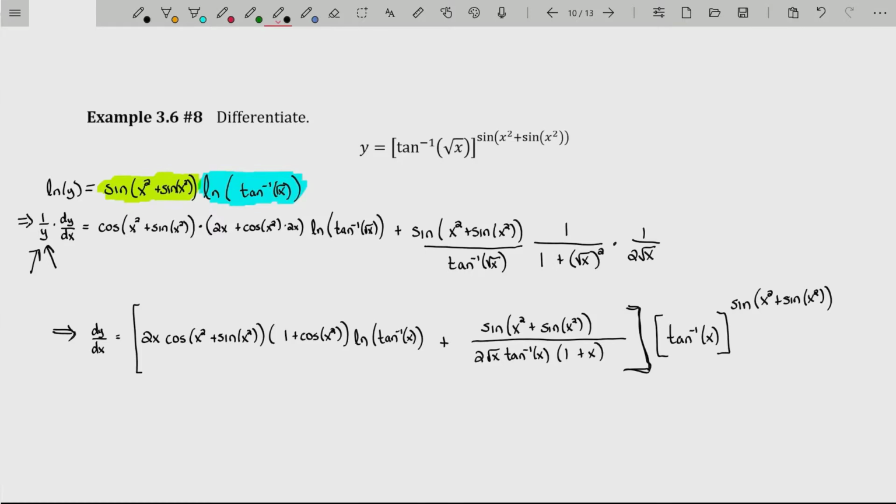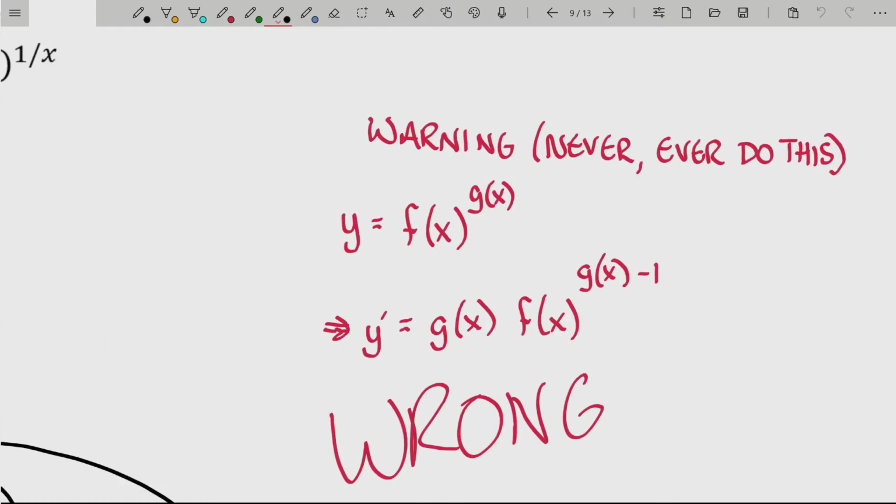Just remember, don't ever do this. If you have y is equal to a function to a functional power, do not write y prime as the function g of x times f of x to the g of x minus 1. That will get you kicked out of calculus.